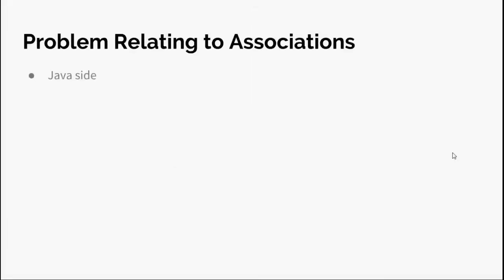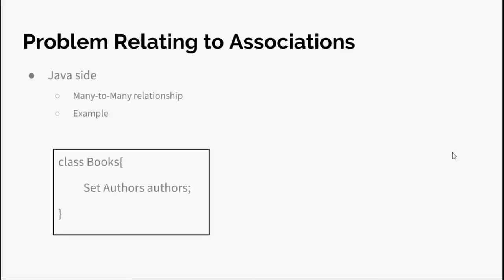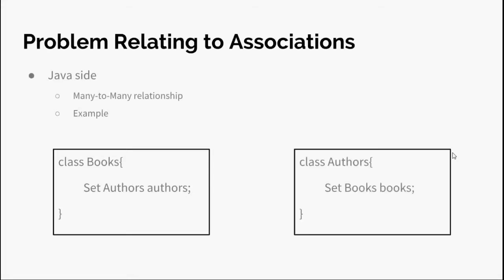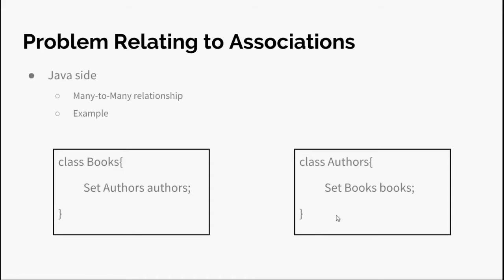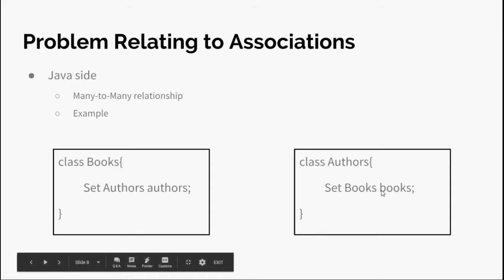Another thing is we can represent many-to-many relationships on the Java side. Let's take an example of book and author. A book may have more than one author and an author may have written many books. That's a many-to-many relationship. We can represent it like this: a set of author objects as a data member of the books class and a set of book objects as a data member of the authors class.